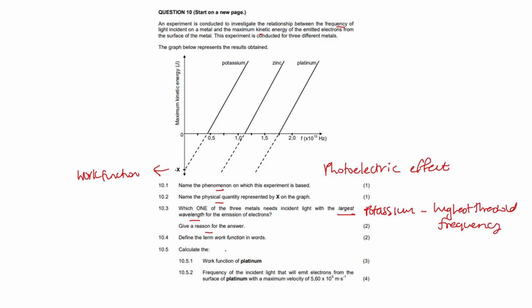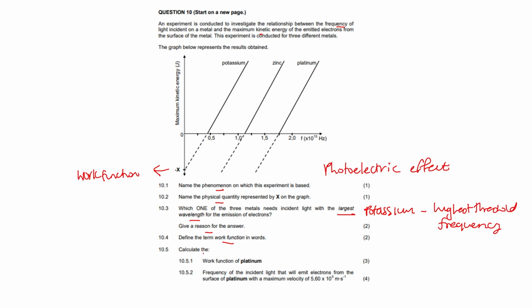10.4. Define the term work function in words. So the work function of a metal is the minimum energy that an electron in that metal needs to be emitted from the metal's surface. That is the work function.